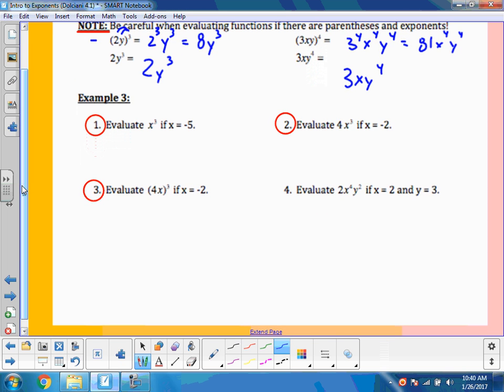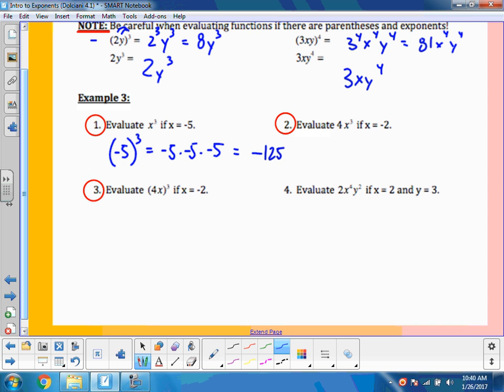And I'm going to watch my parentheses on this one. So this is x to the third, and I'm going to plug in the -5. Now I'm going to put my parentheses in there because this is telling me -5 times -5 times -5. So a negative times a negative times a negative will be negative, so I know my answer is negative. 5 times 5 is 25, times another 5 is 125. So that's what number 1 would be.